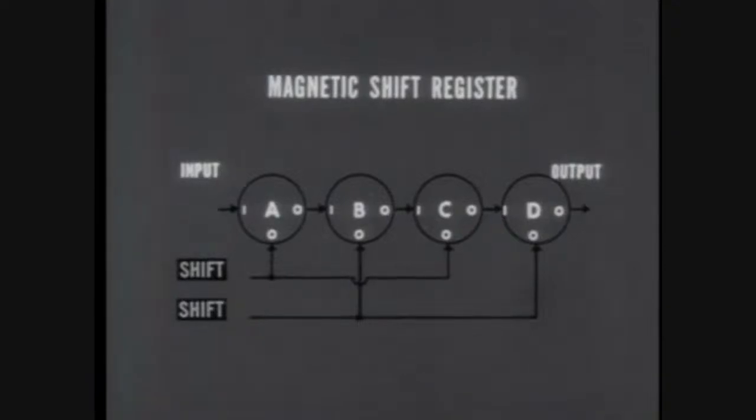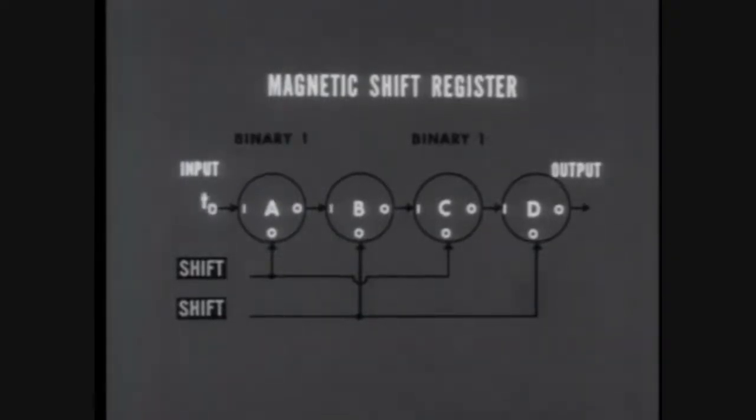Here's how it works. At time t0, an input pulse applied to core A places a binary 1 there. The first shift pulse at time t1 moves the bit to core B, and the second shift pulse at time t2 advances it to core C. We now have one bit stored in the register, and we can store another one by applying an input pulse to core A again. The capacity of this particular 4-core register is 2 bits, but there are registers that can hold as many as 50 bits or more at a time.